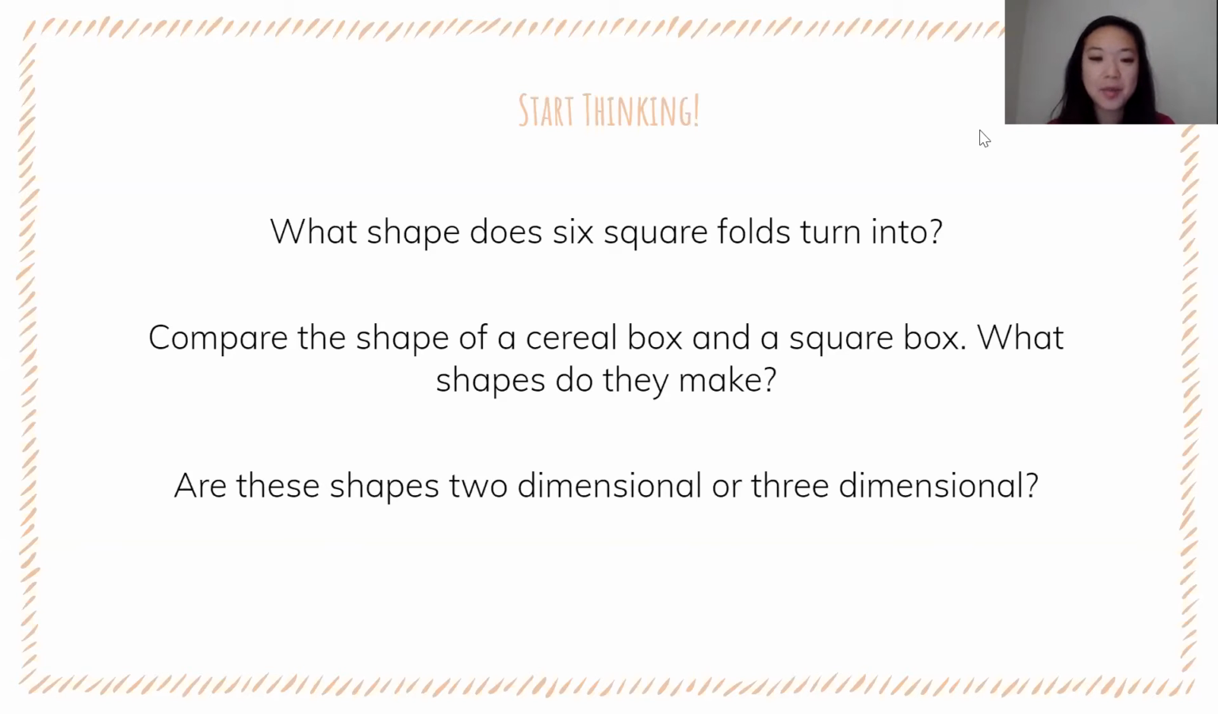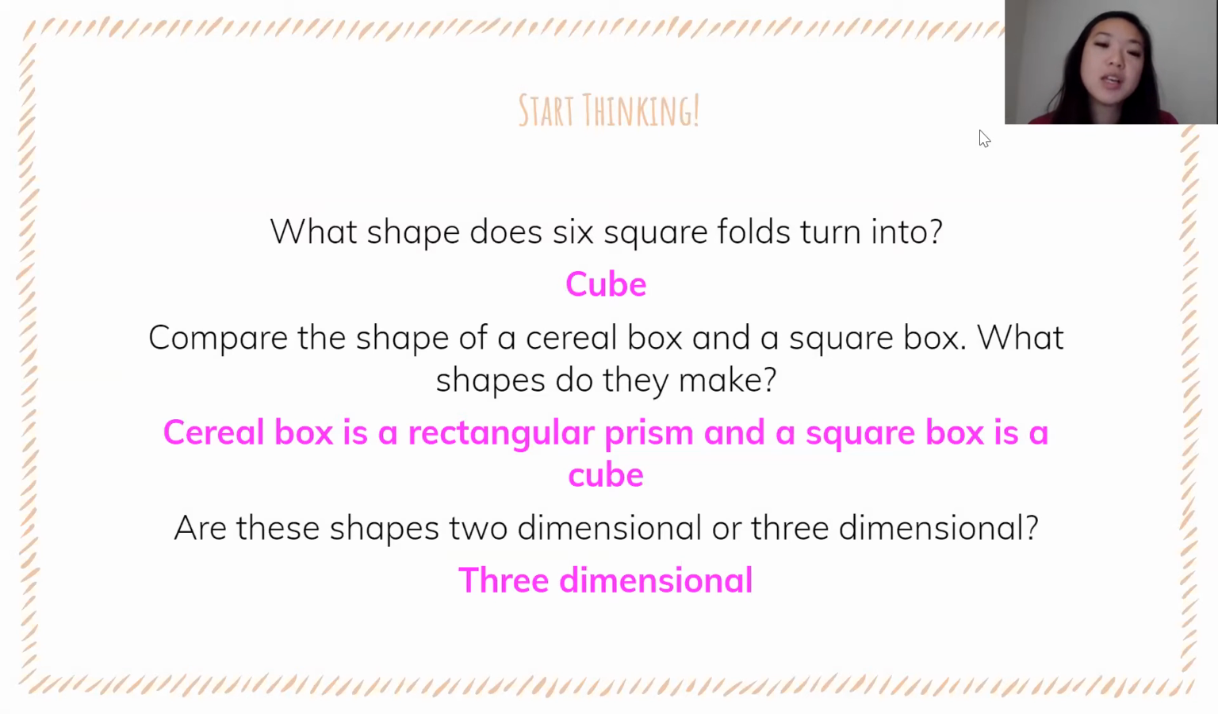All right, I hope that was enough time for you to think about those answers. If not, that's okay. I will review them with you right now. What shape does 6 square folds turn into? Six square folds will turn into a cube. Make sure you understand that it said square folds, so that means they're all going to be the same, and they turn into a cube. I will show you what that image looks like in the next slide.